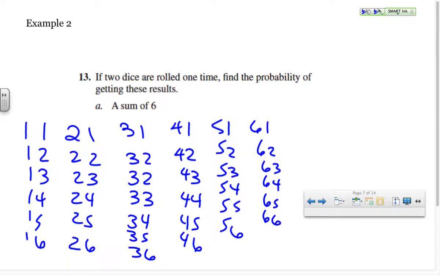So I have these probabilities. So how many do I have total? What is my sample space? Okay, well I have 6 and 6. I actually have 36 possibilities. Okay, that's going to be my number on the bottom.